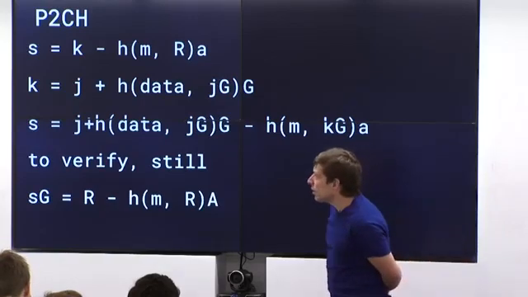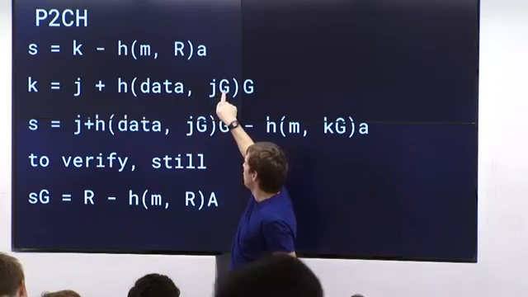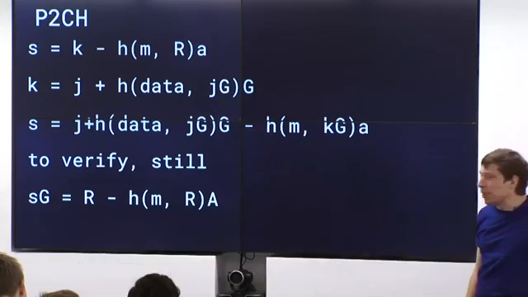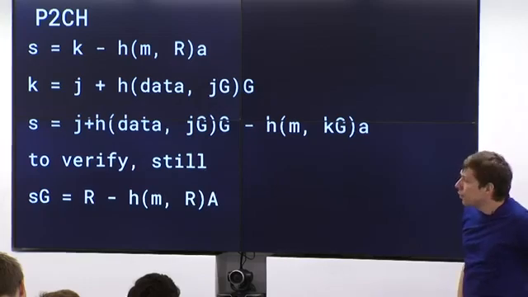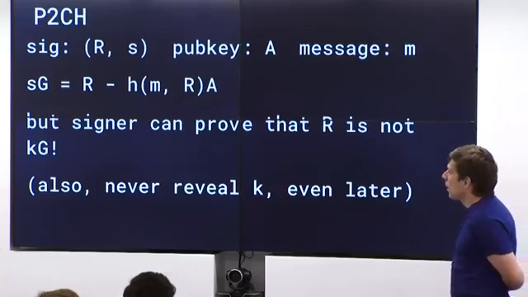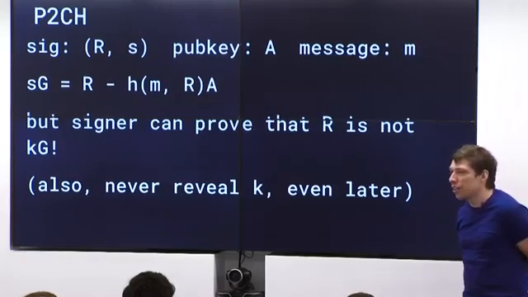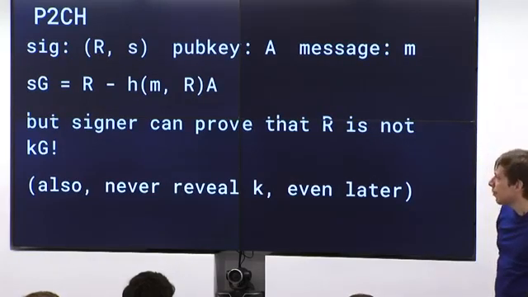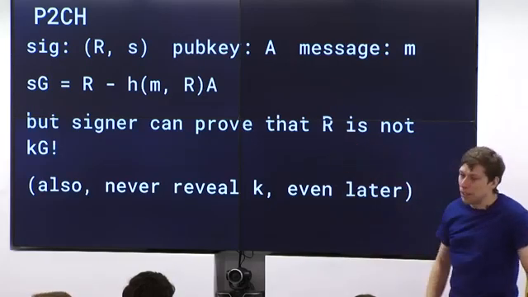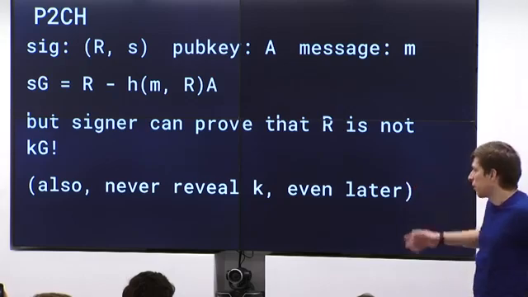However, it is unique in that I've got this random number plus the hash of that random number times G in it, and this extra data I put in. Okay, so to verify, if I don't tell you about this, verification looks the same. What if I do tell you about it, though? Normally the sig is R and S, the pub key is A, the message is M, but the signer can prove that R is not K times G, that there's something else in R. I can prove that R is special after the fact. Everyone knows what R is, but I can then prove that something was in R. Also, never reveal K, even after the fact. That'll let you figure out the person's private key.